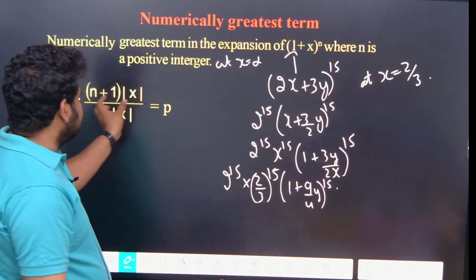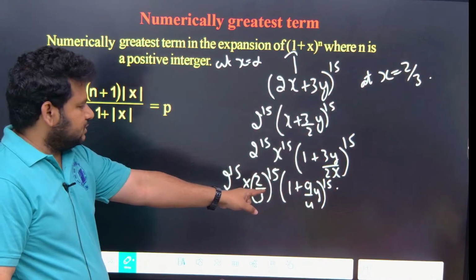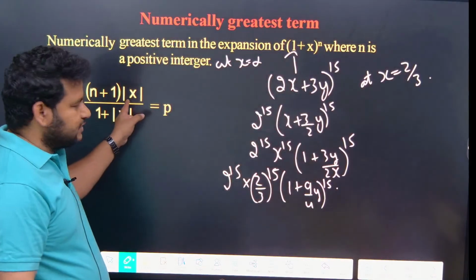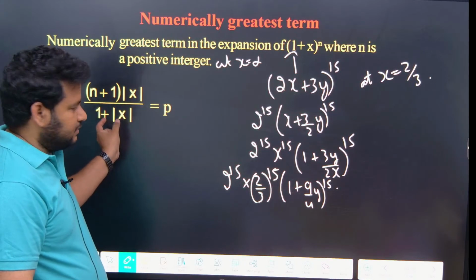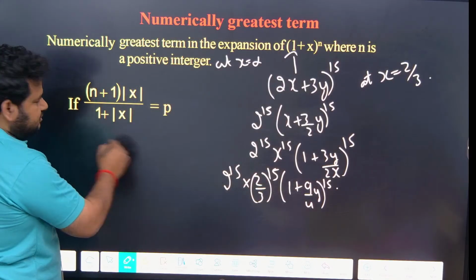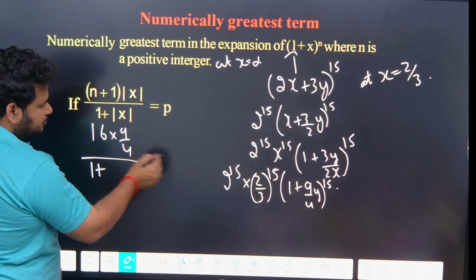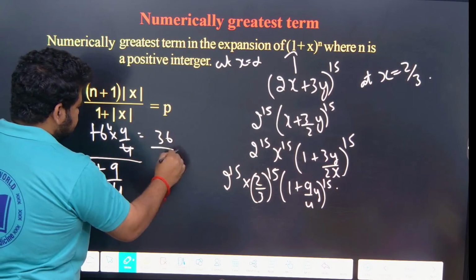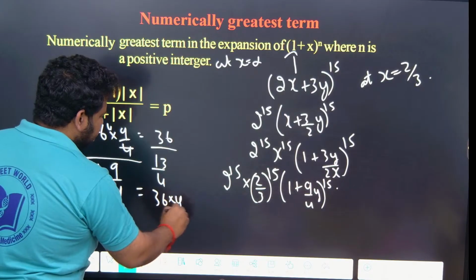Now (n plus 1) into mod x by (1 plus mod x), that value is p. What is n here? n is 15. What is x here? 9 by 4. So if I put the values, 15 plus 1 is 16, into 9 by 4, divided by 1 plus 9 by 4. 4 ones are 4, 4 and 9 is 13, so this is 13 by 4. The 4 will go up, so this will become 36 into 4 by 13.